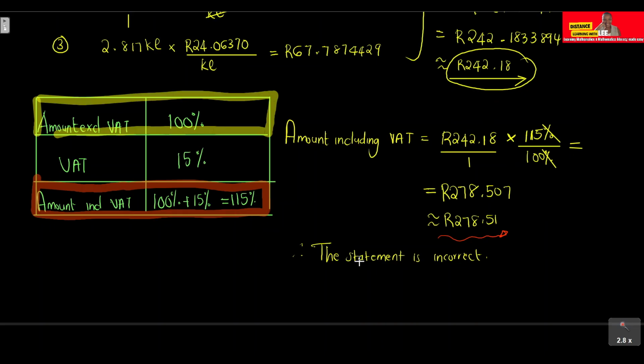115%. For us to determine the amount including VAT, you take the amount that excludes VAT of 242.18 and multiply by what you want, which is your amount including VAT, and divide by what you have, which is your amount excluding VAT. The percentage that represents the amount excluding VAT is 100%. When you punch this into your calculator, you'll get your answer, and that is how we were able to confirm that son B's statement was incorrect.